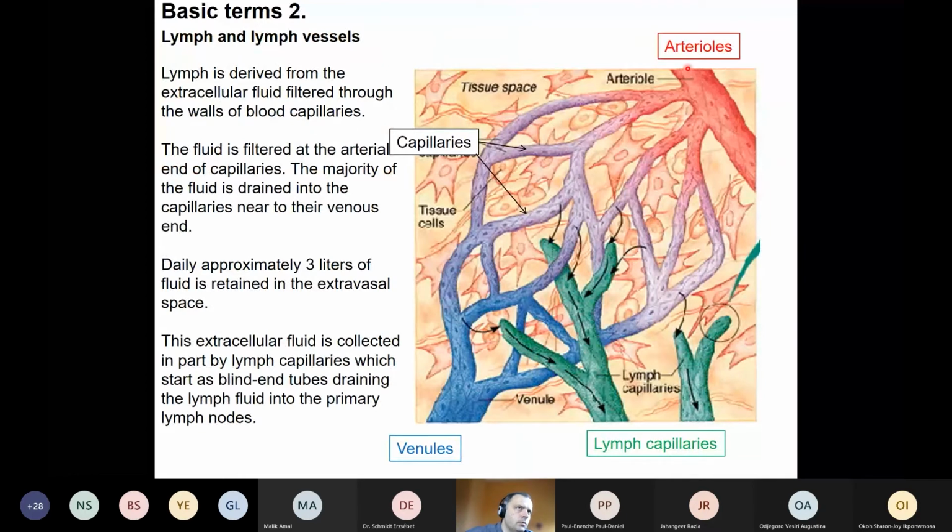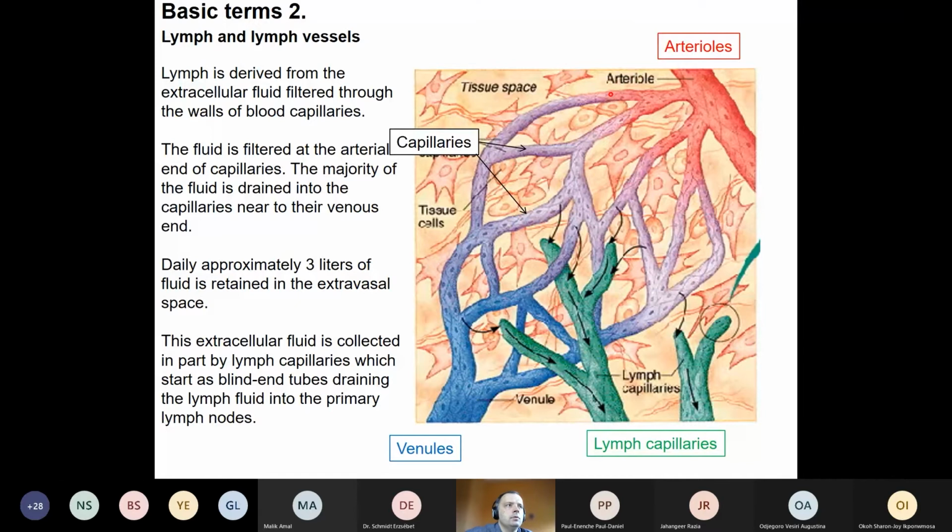First, you probably know already that we have arteries and we have veins in the human body, and these vessels are interconnected by capillaries with each other, and the blood is pumped from the arteries into the capillaries, and finally it is drained into the veins.